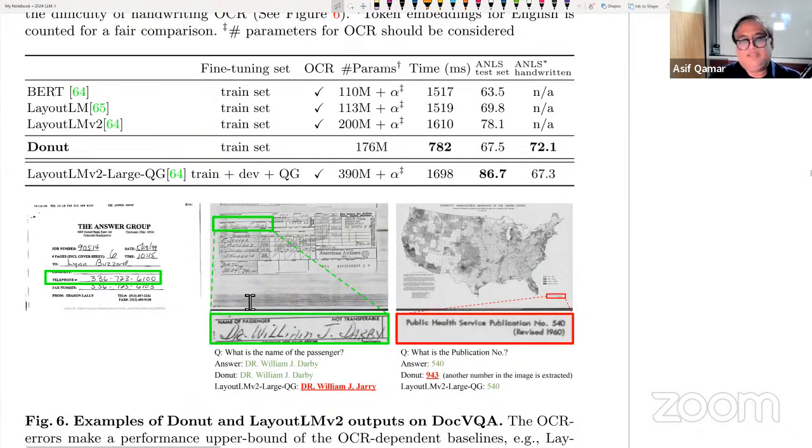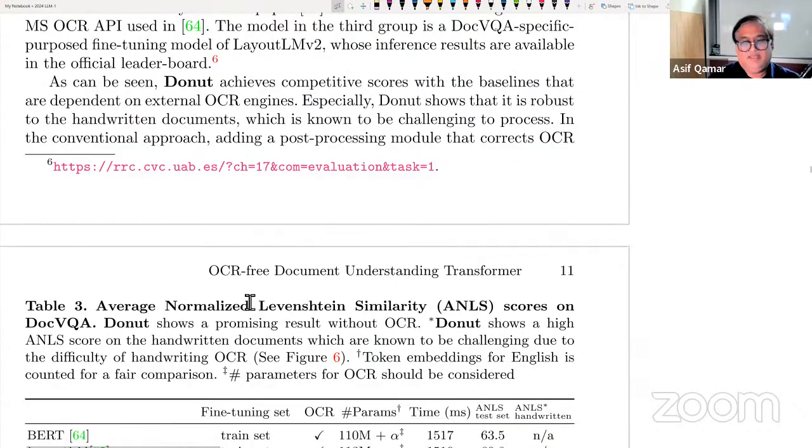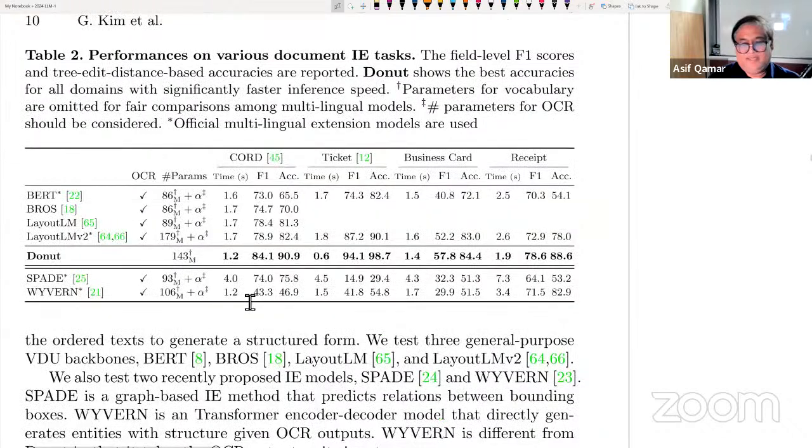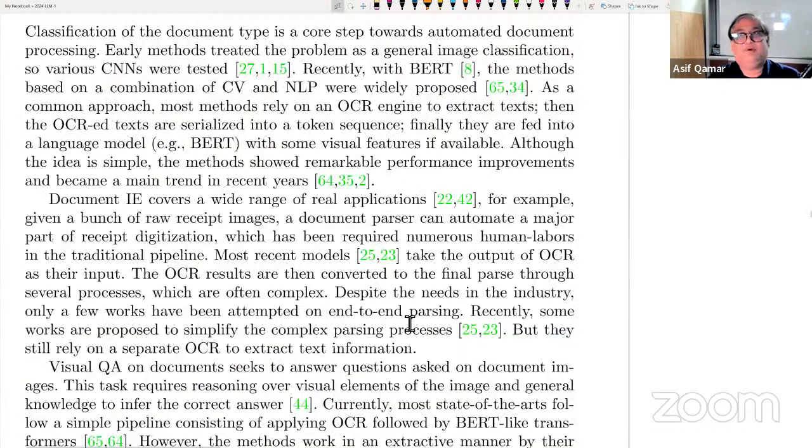And fine tuning. This is the table for normalized levels of similarity. By the time there will be another state of the art. You can see on receipts, the F1 and the accuracy is 88%, and on CORD it is 90%. On tickets, presumably because tickets are simpler to understand, it's 98% accuracy. But there's still scope for improvement. So you guys still have time to create a better model and publish.